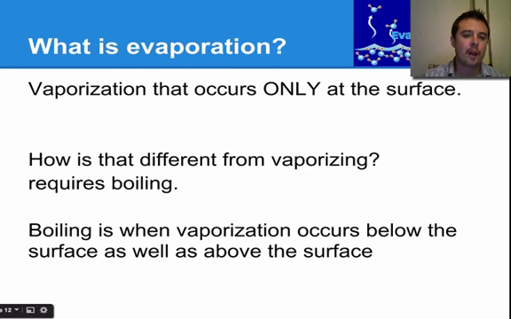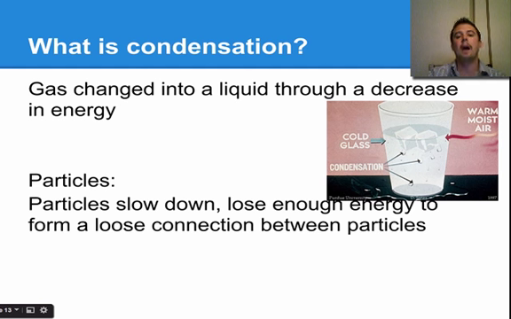Evaporation is different than vaporization because evaporation only occurs at the surface. Okay? Vaporization that only occurs at the surface is called evaporation. So if you imagine boiling water, the boiling water comes up from the bottom and vaporizes. Evaporation takes place at the surface of the water and takes place simply by a concentration gradient of that liquid and the air that's surrounding it. So how is it different than vaporizing? Well, vaporizing requires boiling. And boiling is when vaporization occurs below the surface as well as above that.